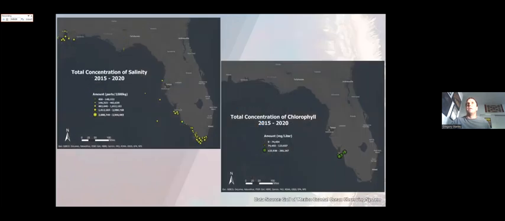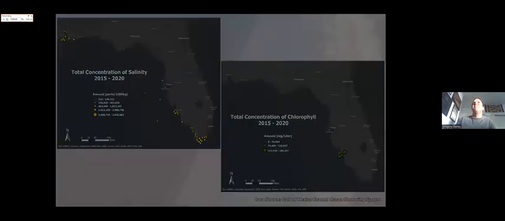Finally, we have our concentration of salinity as well as chlorophyll, taken from the Gulf of Mexico Coastal Ocean Observing Systems website. This seems to show only chlorophyll in Cape Coral and only salinity in the southern tip and a little bit in the Panhandle. But we know that salinity is everywhere in the ocean, as well as chlorophyll, anywhere there's plant life.